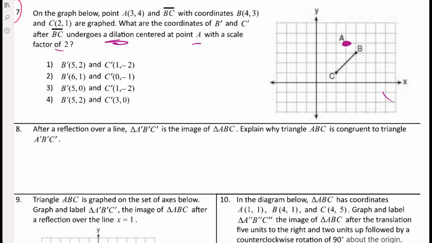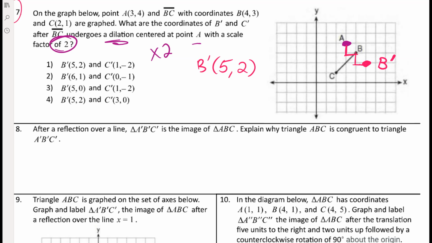So for example, if my scale factor is 2, I want to double that distance, or multiply it by 2. If I look at the distance B is from A, I would have to go down 1 and right 1 to get to B. So if I double that, I would go down 1 again and right 1 again to get B'. It looks like those coordinates are, I've moved 5 to the right and 2 up.